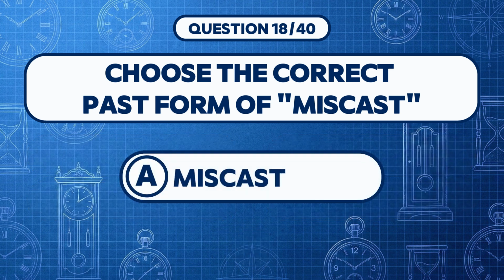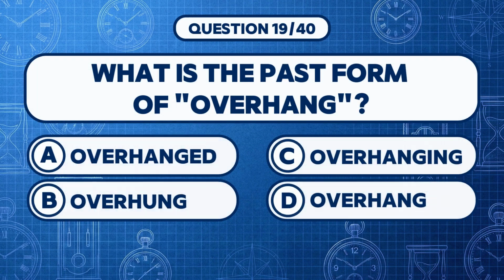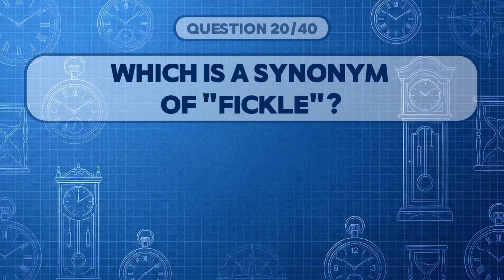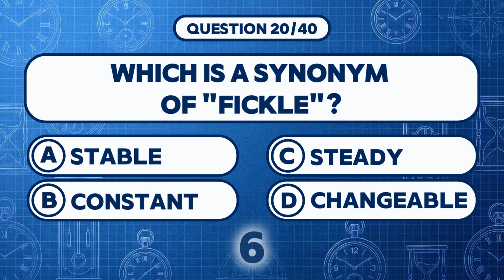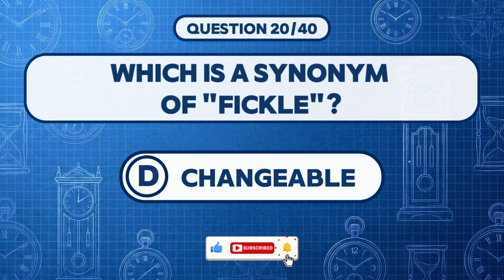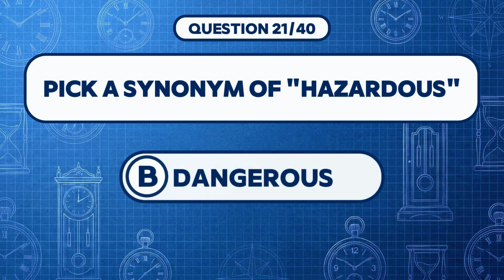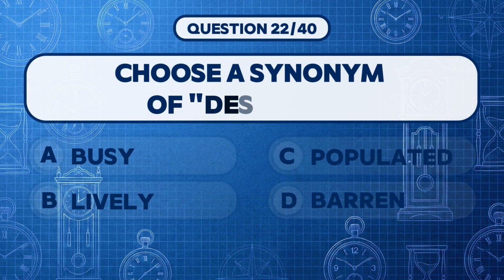Answer A, miscast. What is the past form of overhang? Answer B, overhung. Which is a synonym of fickle? Answer D, changeable. Pick a synonym of hazardous. Answer B, dangerous. Choose a synonym of desolate.